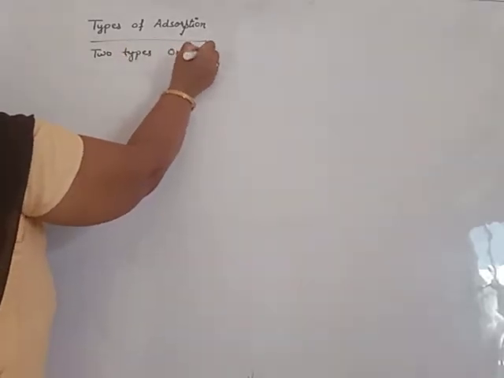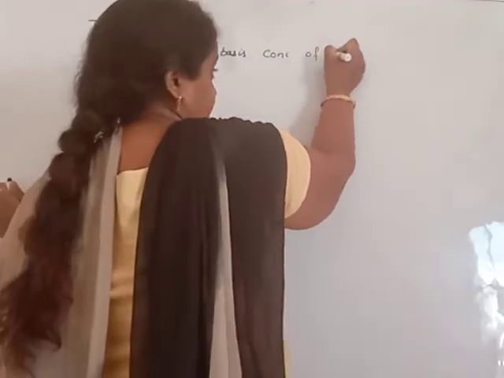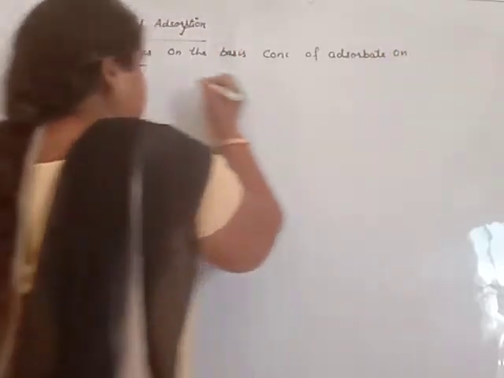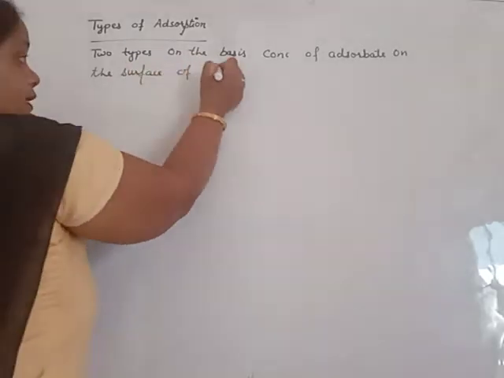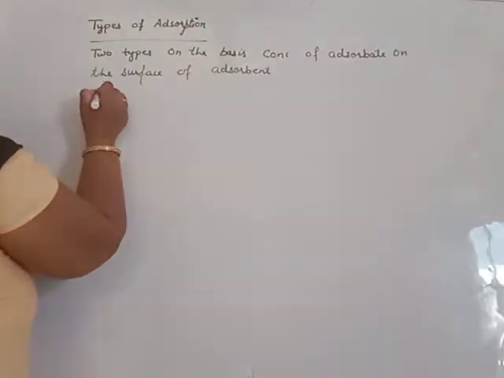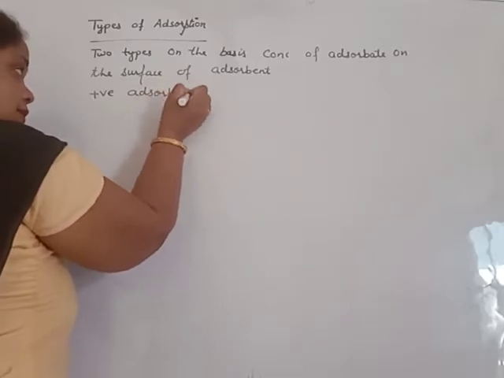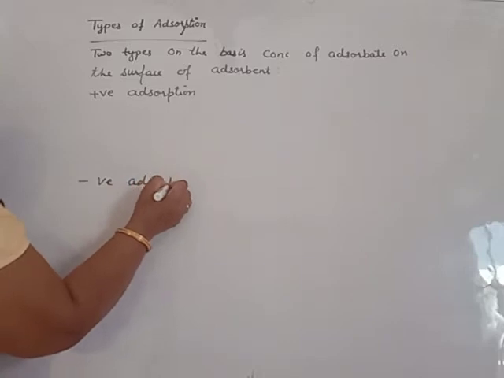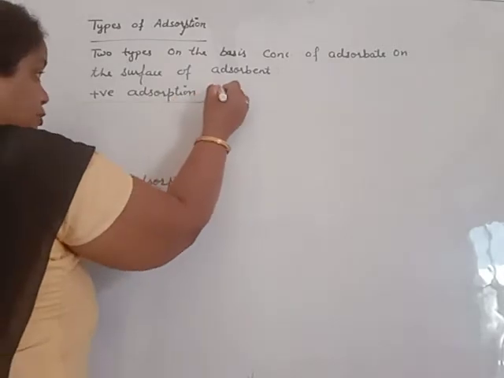On the basis of concentration of adsorbate on the surface of adsorbent, that is positive adsorption and negative adsorption. पॉजिटिव एब्जॉर्प्शन है, नेगेटिव एब्जॉर्प्शन.